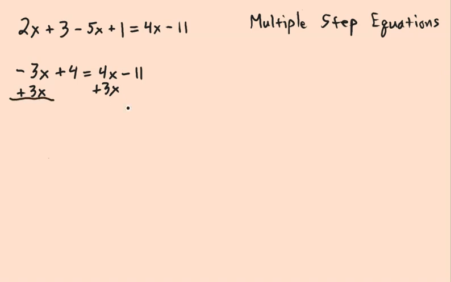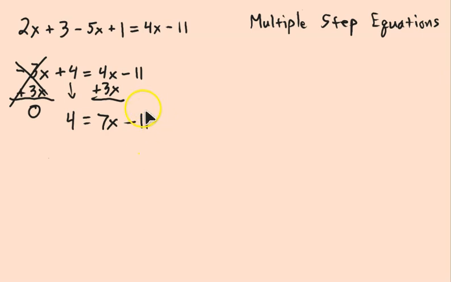So over here, it's going to become 0, which means that it cancels out. We're going to carry down this positive 4. We're just going to write it as 4 because it's a positive number, equals 4x plus 3x is 7x. And then we're just going to carry down the minus 11. Now it's a two-step equation.